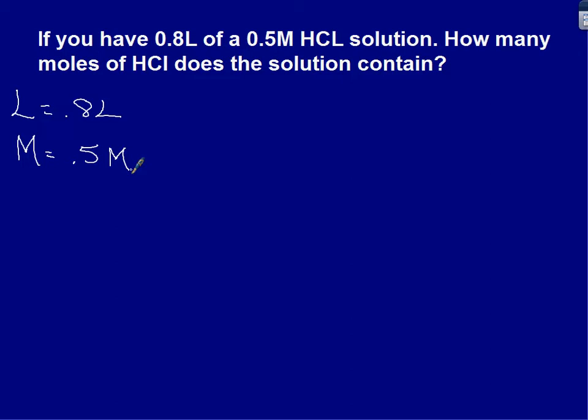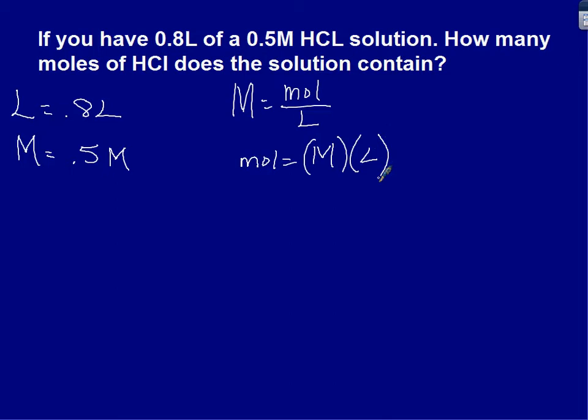All right, it says how many moles of HCl does the solution contain? Well, we've got big M equals moles over liters. I'm looking for which one? Moles. So how am I going to rearrange that to solve for moles? Multiply. So moles will equal M times L. Do I have M? Do I have L? Pretty simple.